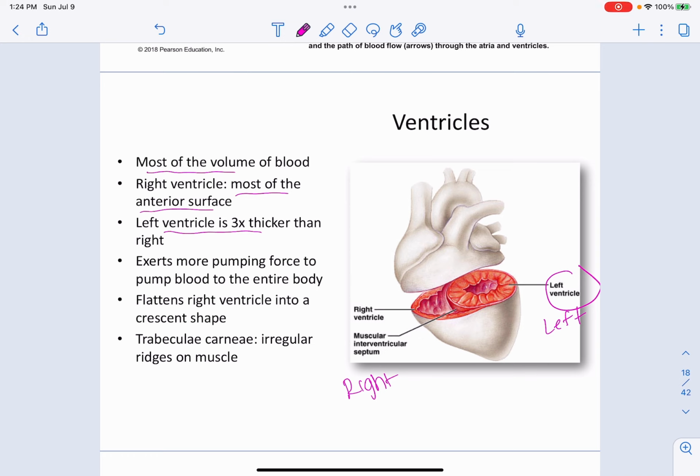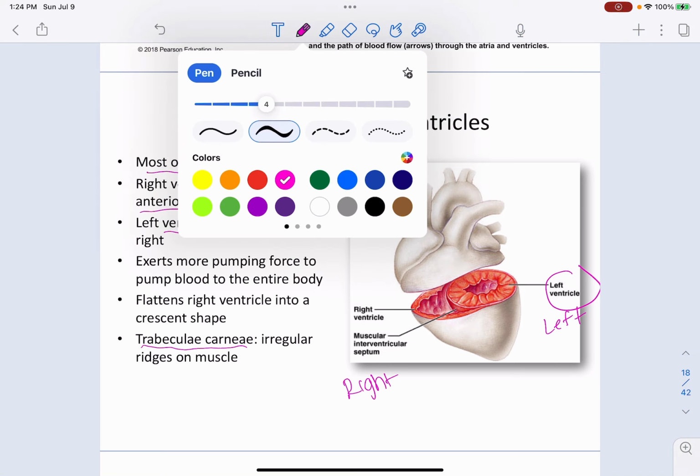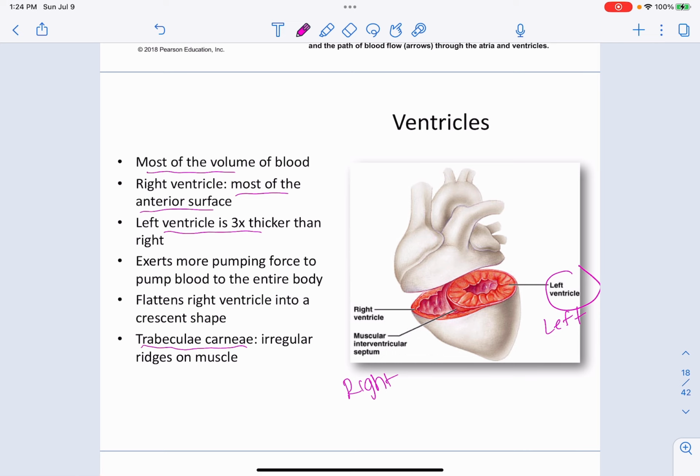And you can also see muscle ridges in the ventricles, just like you could in the atria. And it is called the trabeculae carneae. Sorry, I have a helicopter flying above me. Trabeculae carneae. Okay, that is the muscle around the ventricles, and that is what is going to help with pumping.